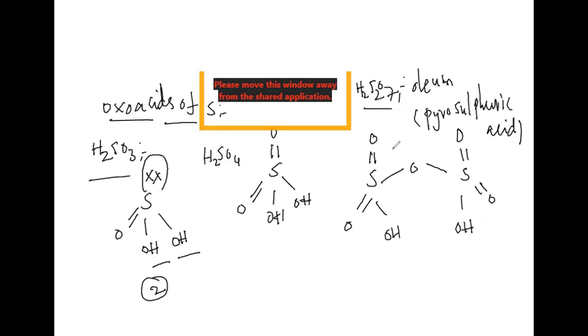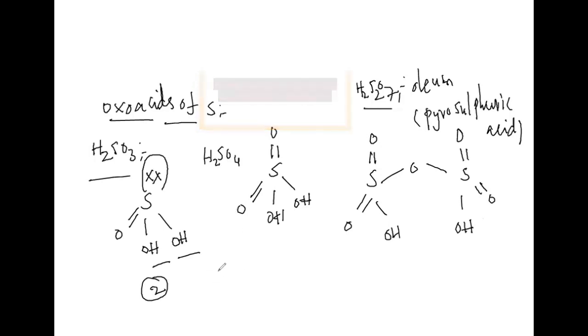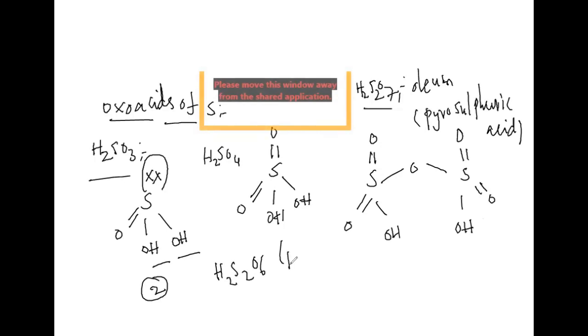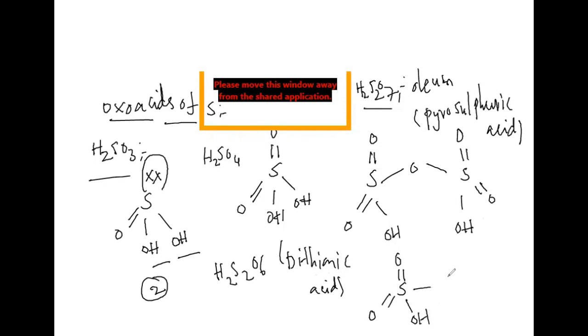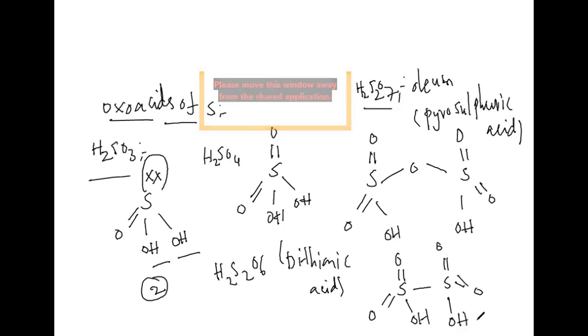Even if you see this, here we can say the structure is sp3 hybridization and tetrahedral only. Then what is the name of H2S2O6? We can call this a dithionic acid, where we can write S double bond O, S double bond O, OH, then again S double bond O, S double bond O, OH we can take.